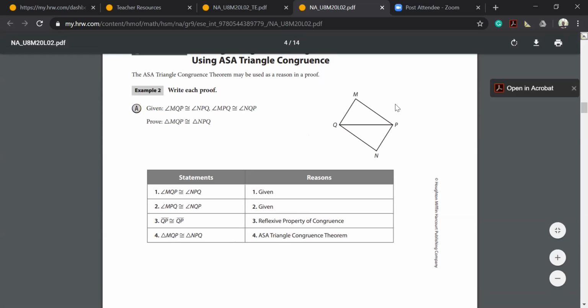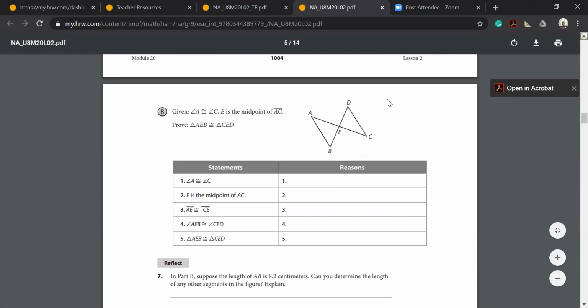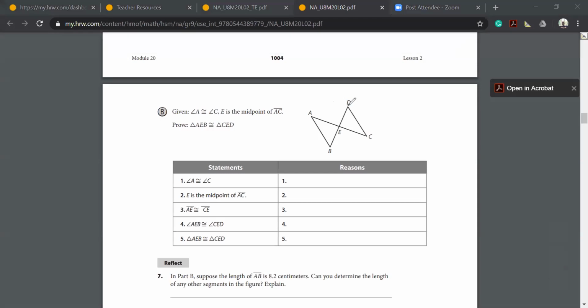Okay. Let me do question B with you as well. Let's read question B before we write anything. Given that angle A is equal to angle C, and E is the midpoint of AC. E is the midpoint of AC. He means that this side is equal to this side, right? Okay. He wants to prove that these two triangles are equal.